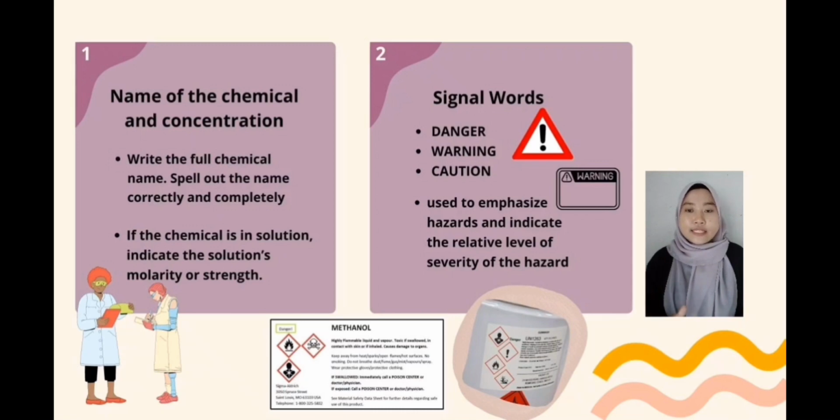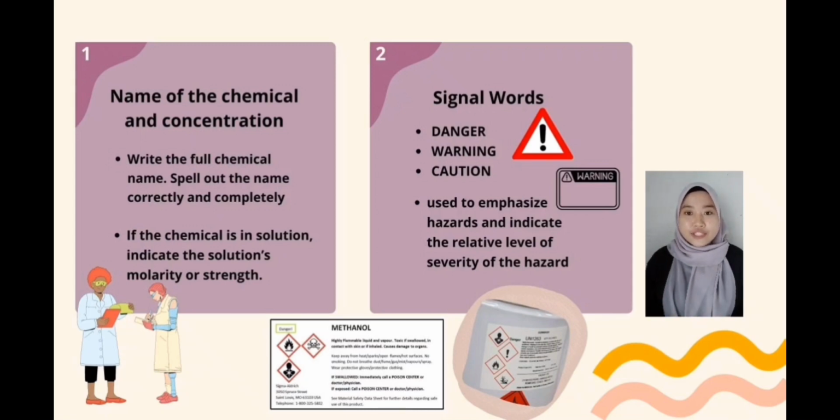If the chemical is in solution, indicate the solution's molarity or strength. Second, signal word, used to emphasize hazard, indicate the relative level of severity of the hazard, and also alert the reader to a potential hazard on the label. Examples of signal words often used in labeling of chemical reagent containers are danger, warning, and caution. With that, teacher and student will be aware that the material they are utilizing is hazardous and should be handled with caution.